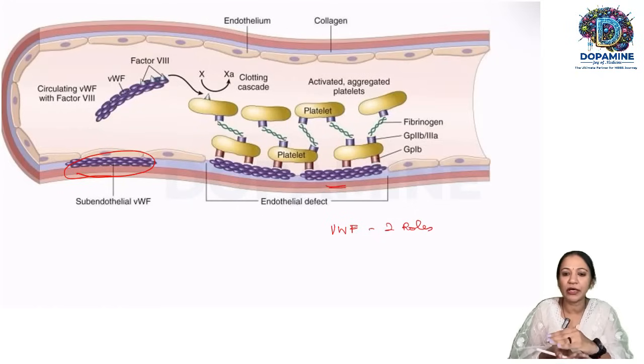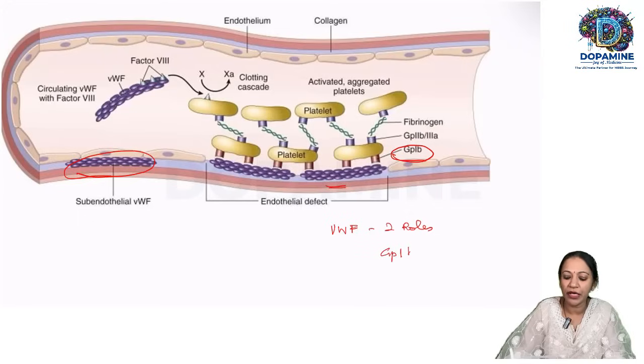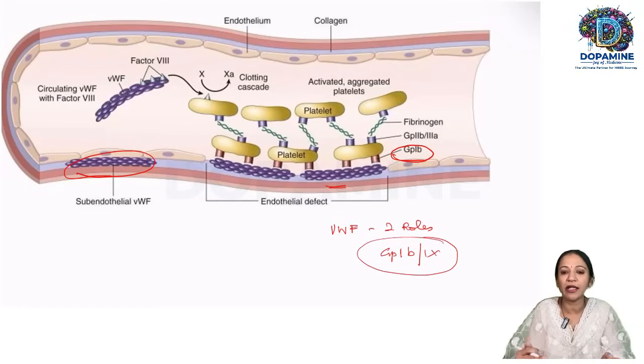So von Willebrand's factor, through this receptor. So see this receptor, it is GP1B9. So this particular receptor from the platelet binds with the von Willebrand's factor. This von Willebrand's factor is binding with the endothelium. So that is one role of von Willebrand's factor. So what is the second role of von Willebrand's factor?